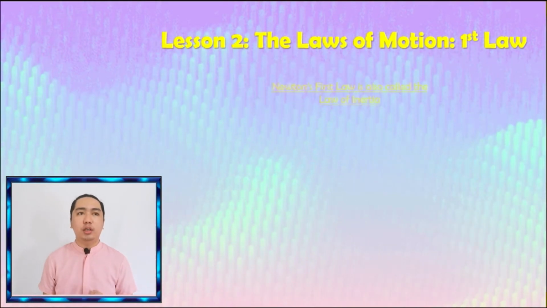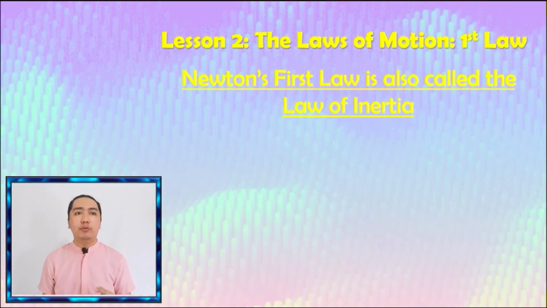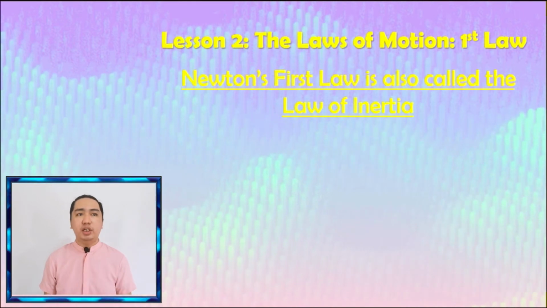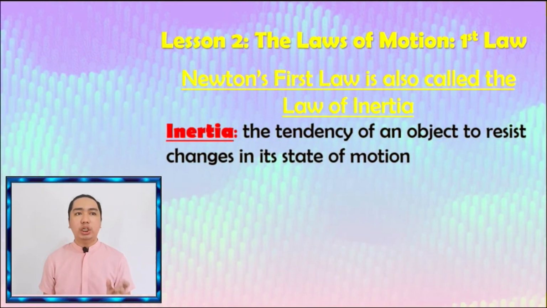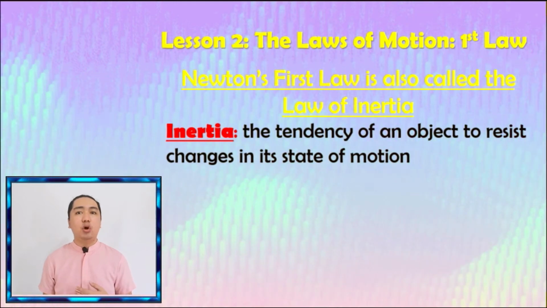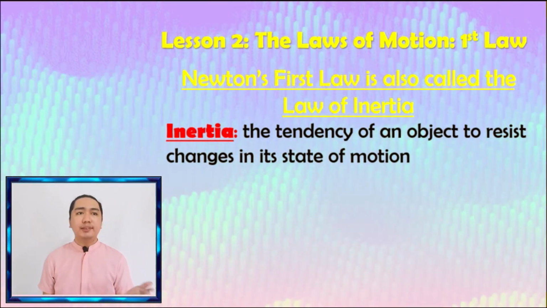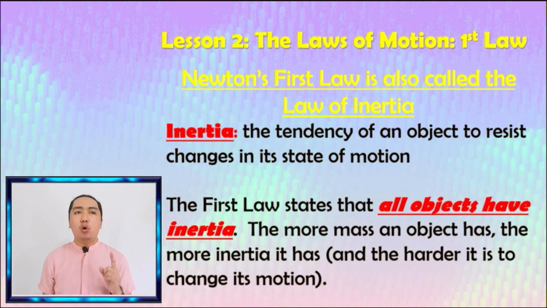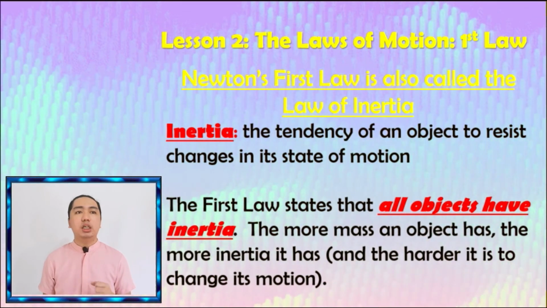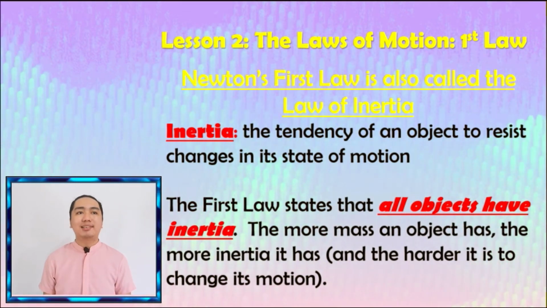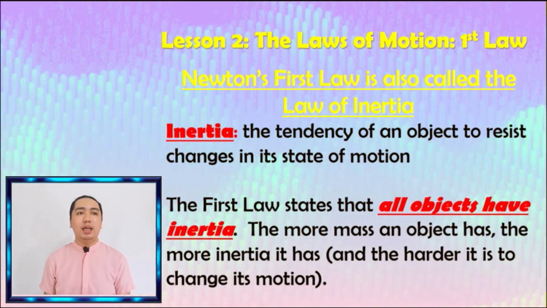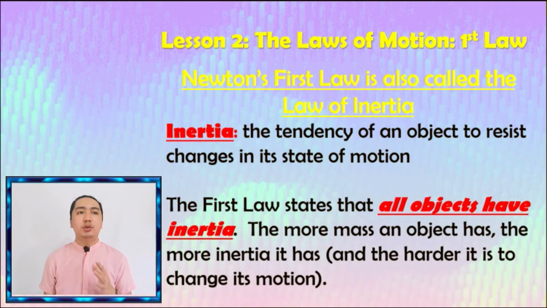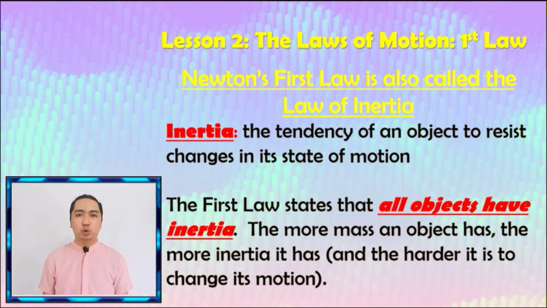Newton's first law is also called the law of inertia. If you say inertia, that is the tendency of an object to resist changes in its state of motion. The first law states that all objects have inertia. The more mass an object has, the more inertia it has, and the harder it is to change its motion.